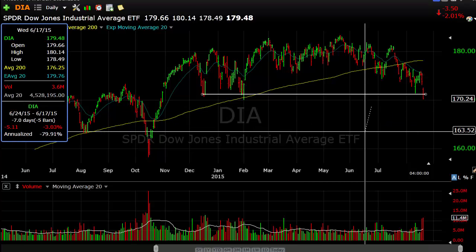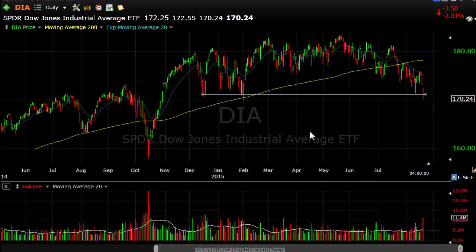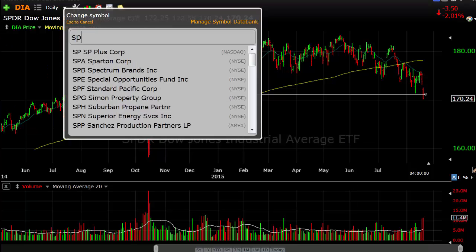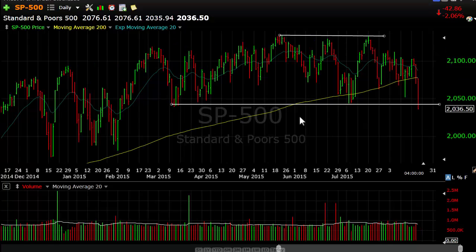So be careful as we start approaching certain levels because you will get bounces once things are oversold a bit. But look at these levels and how they're coming in, okay? So it's the same thing over here.